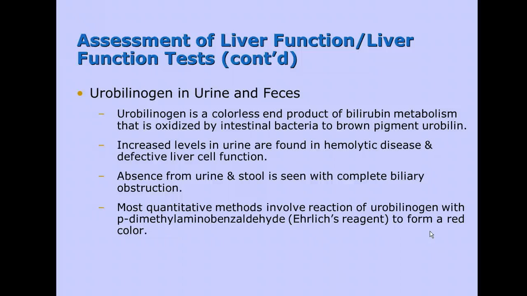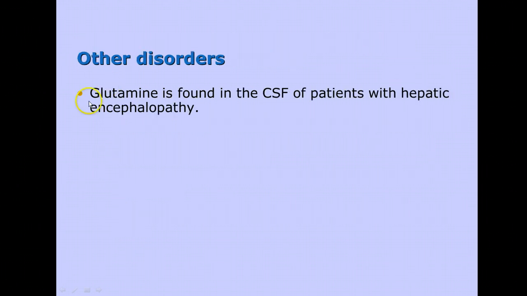Most of these use an Ehrlich's reagent to look for a reddish color. So it's important to know increased urobilinogen in the urine with hemolytic disease. That's a big one. One of the last things I'll just bring up is glutamine is found in the spinal fluid of patients with hepatic encephalopathy.